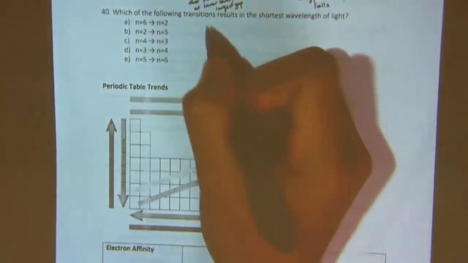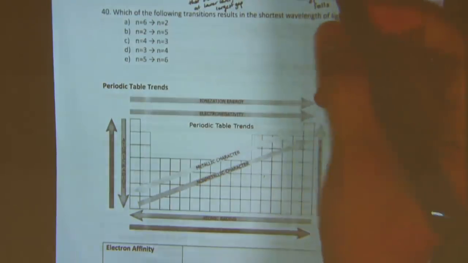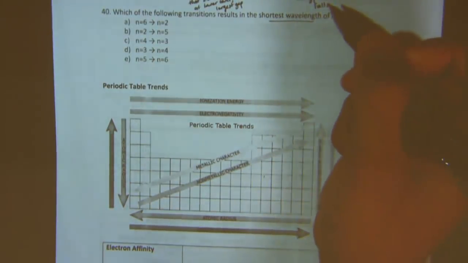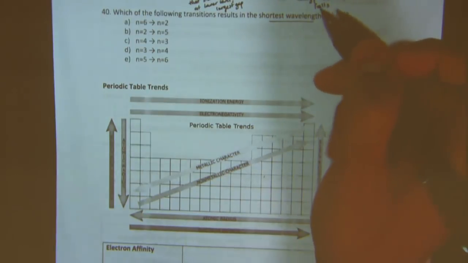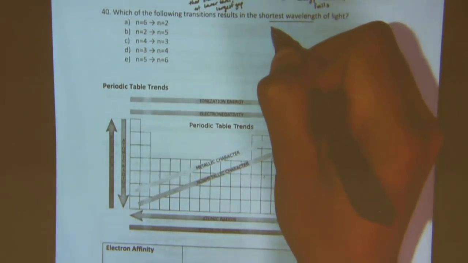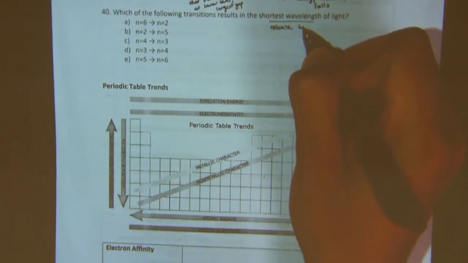For 40, which of the following transitions results in the shortest wavelength? And remember, shortest wavelength of light, and wavelength is inversely related to energy or the frequency. So basically what it's saying is which one releases the highest energy light.